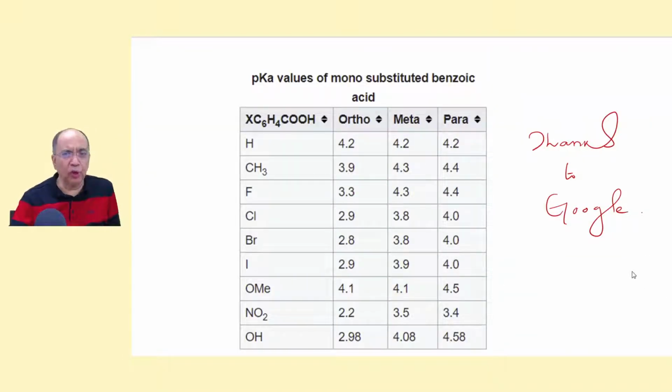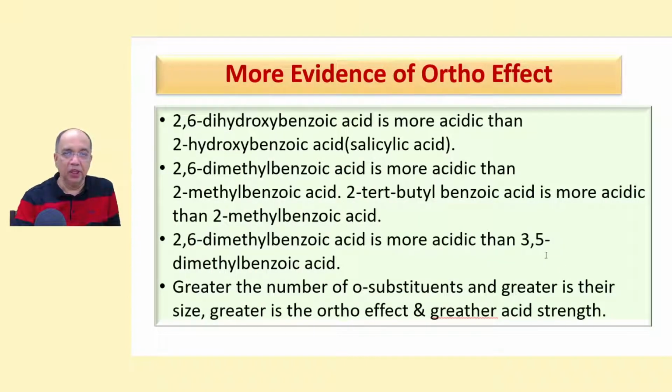I have copy pasted from a Google source different substituents at the ortho, meta, para positions and the corresponding pK values. I have already discussed many of them, but only bromo and iodo we have not done, but others we have discussed. Coming to give you more evidence in support of ortho effect.